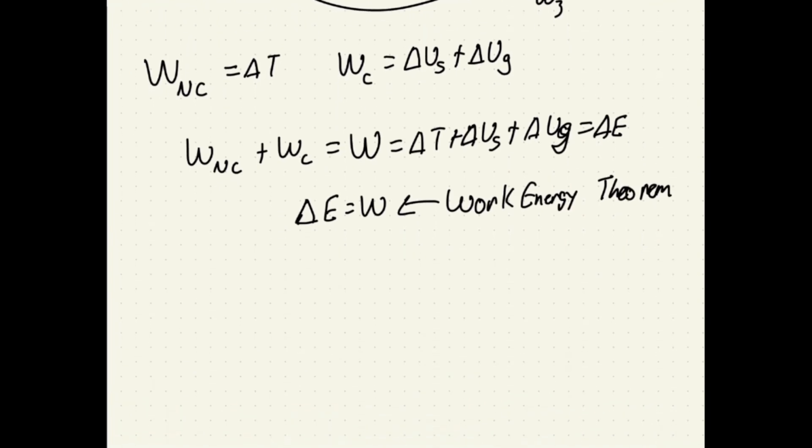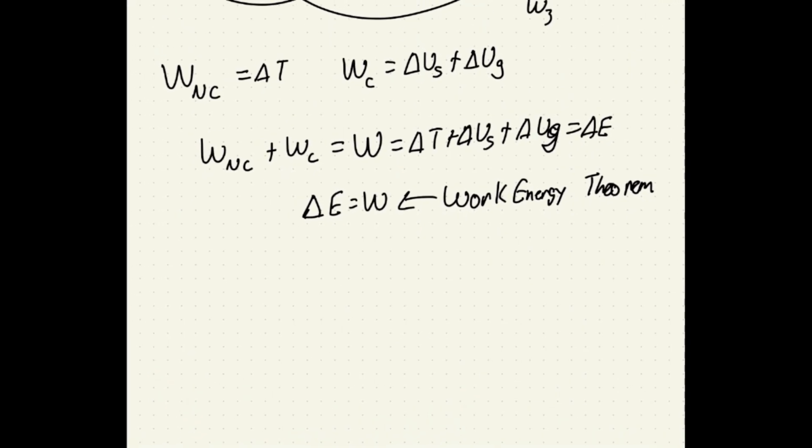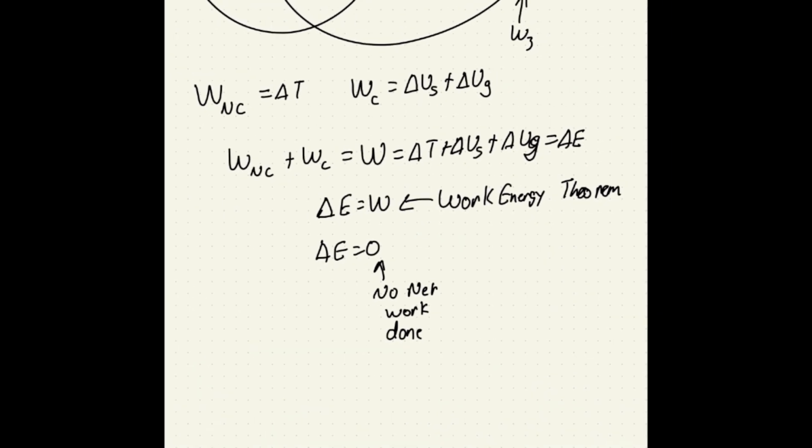The next thing that we need to do is realize that if there is no net work done, if all of our forces add together and sum to 0, then work will be 0. And what we get is delta E is equal to 0 for no net work done. That delta E equals 0 is our conservation of energy statement. So this conservation of energy is a special case of the work energy theorem, and that's a really important case to make.